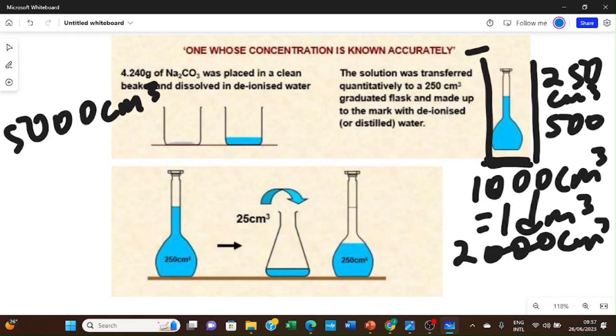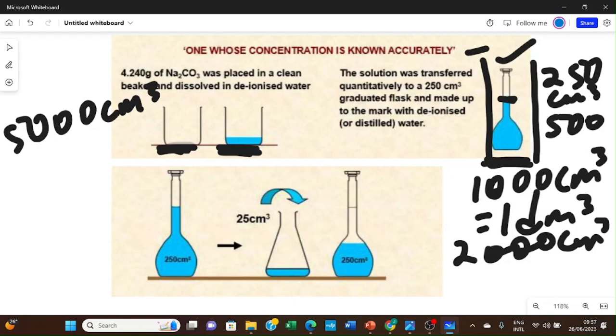For example, to prepare a standard solution, we take 4.240 grams of sodium carbonate, place it in a clean beaker, and dissolve it in distilled water. Then you transfer the solution quantitatively to a 250 cm cube graduated flask, and make it up to the mark, which is the standard, with distilled water.